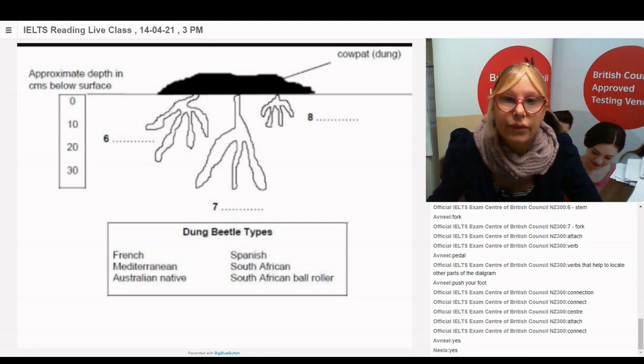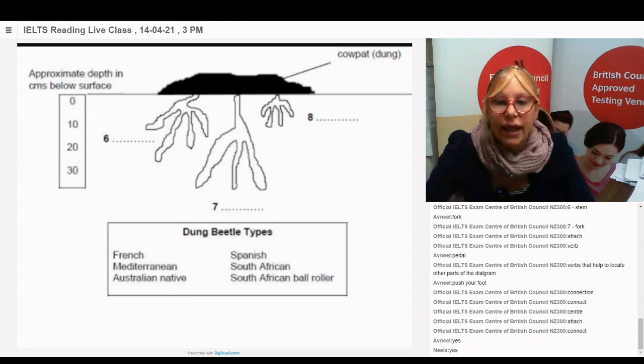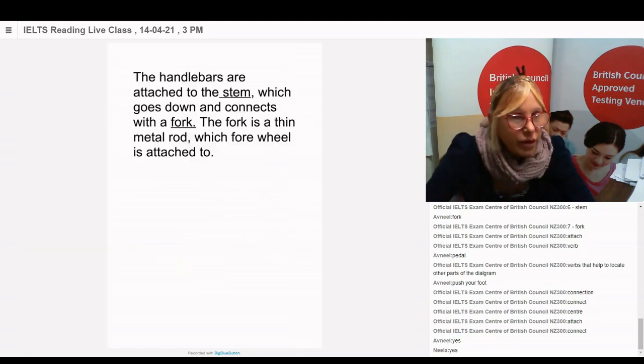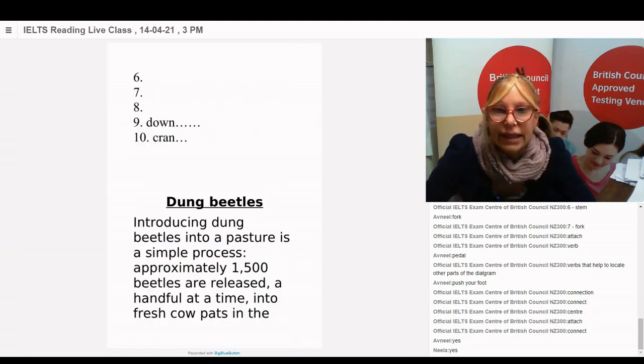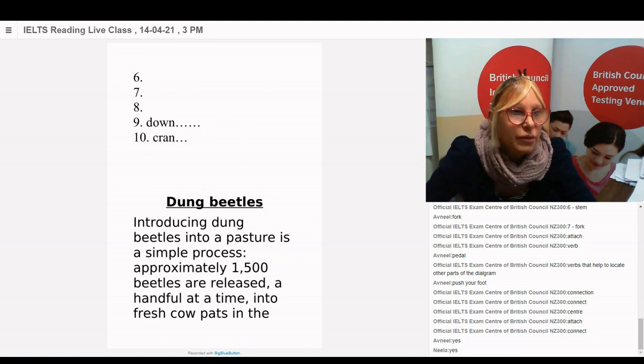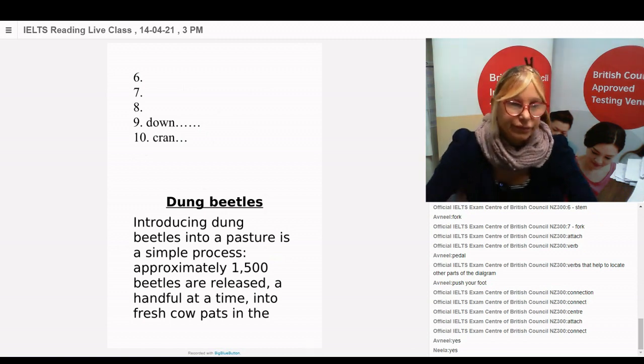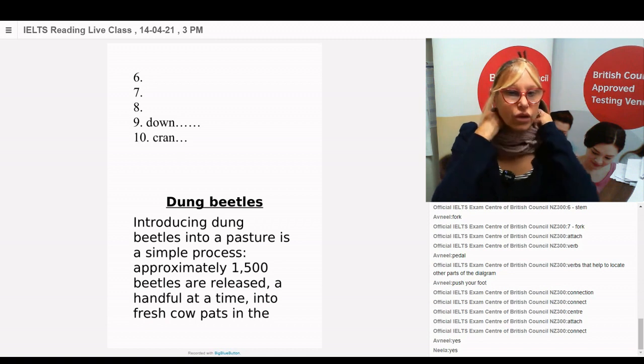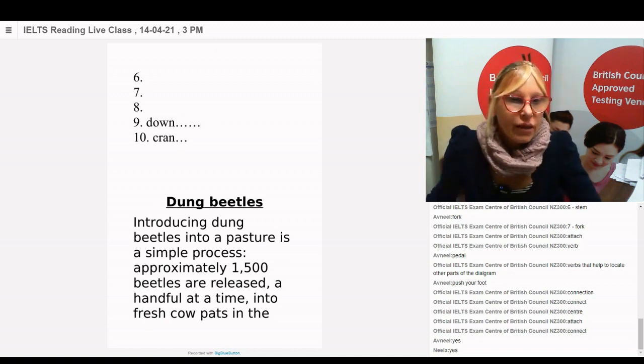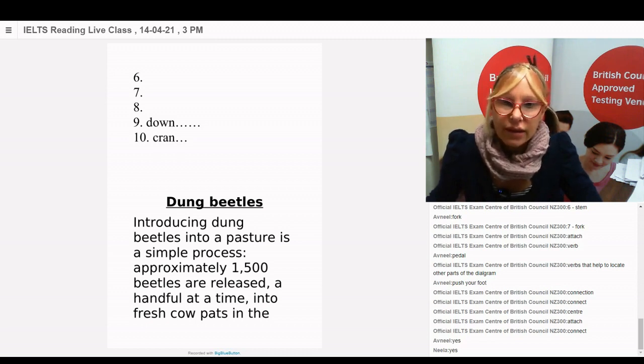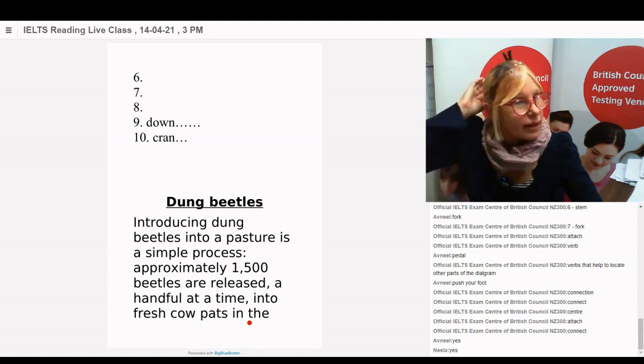And all right. So the reading is called Dung Beetles. And how many of you know the meaning of beetle? B-E-E-T-L-E, beetle. Do you know the meaning of beetle? Not sure? Okay, so keep reading down here to get more of an idea of the topic. What words do you recognize in this first part? Any ideas? Any word at all that you recognize?